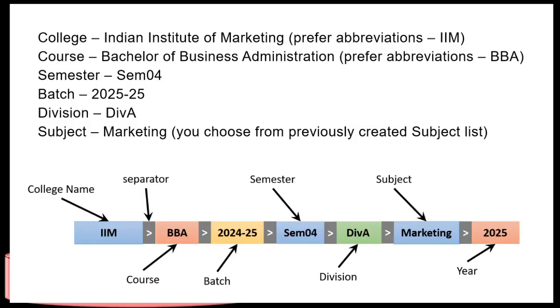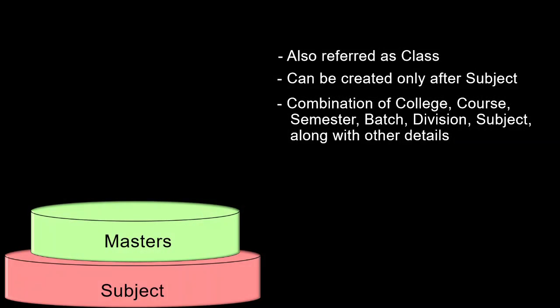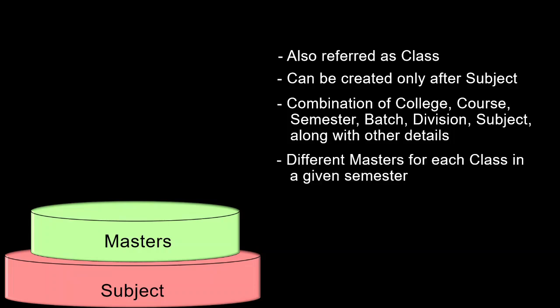This will create a master ID with college, course, batch, semester, division, subject, and year. Please note that for year, BAMS will pick up from the date on which you have created this master's entry. So today's year. Important to note and implement.